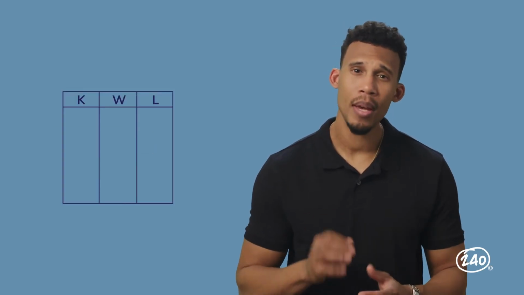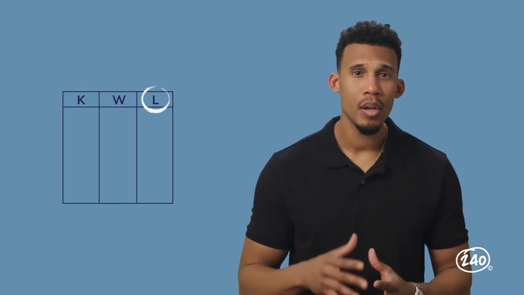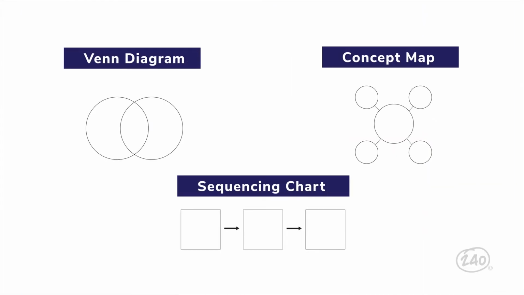A KWL is a graphic organizer used to record what students know, what they want to know, and what they learned about a topic. Fill in the K and W portions together before reading the text, and come back to the L section after. Sequencing maps, concept maps, and Venn diagrams are all other graphic organizers that work as organizational tools for mapping the structure of a text or making connections between ideas. We've got more strategies for building reading comprehension in our study guide, so go check them out.